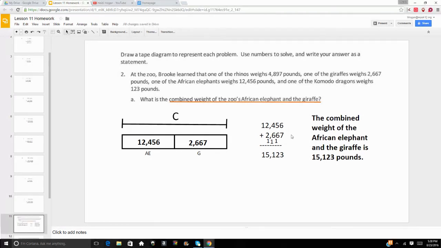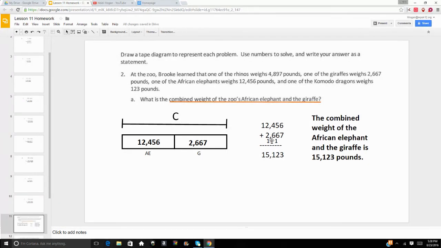So now we're going to actually add them. 6 plus 7 is 13, and we can't have 13 ones, so we keep the 3 and we regroup the 10 into the tens place. 5 plus 6 is 11, and 1 is 12. We can't have 12 tens. We can keep 2 and regroup that set of 10 into the hundreds place.